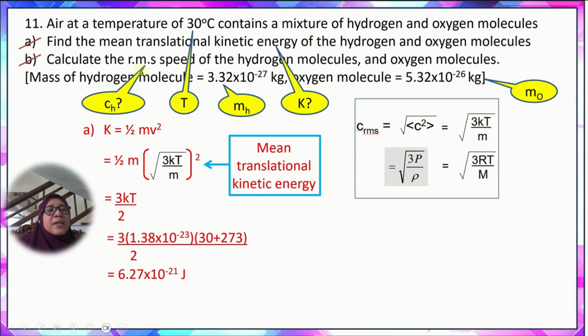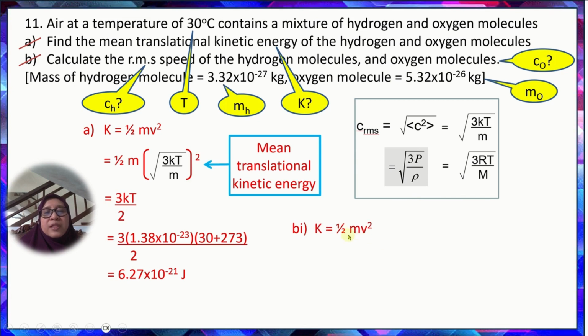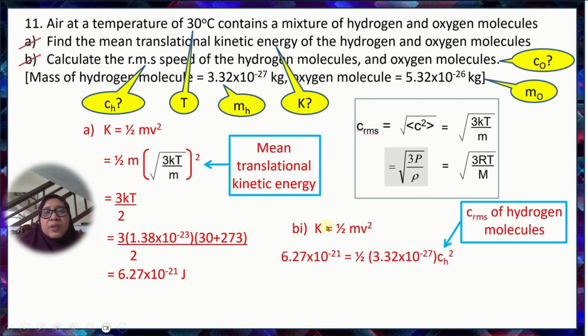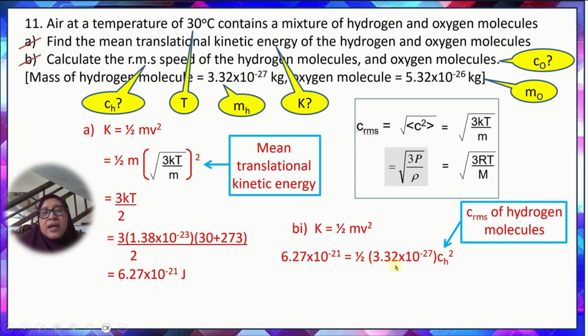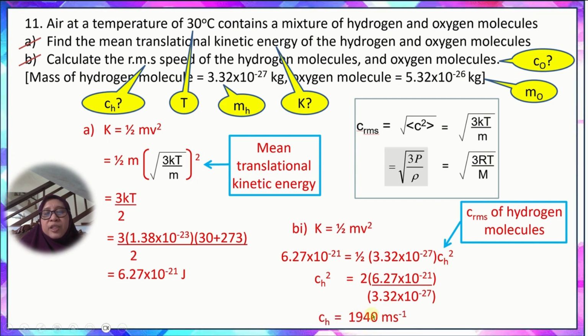Then question B, calculate the r.m.s speed for the hydrogen, C_H, and the r.m.s speed for the oxygen, C_O. For the r.m.s speed, we can use this equation. The kinetic energy is 6.27 times 10 to the power of negative 21, equals half the mass of the hydrogen given here, times the r.m.s speed squared. So we cross multiply and we get an r.m.s speed of 1940 meter per second.